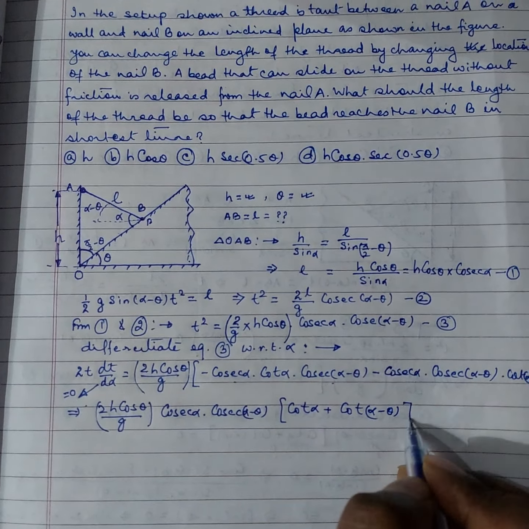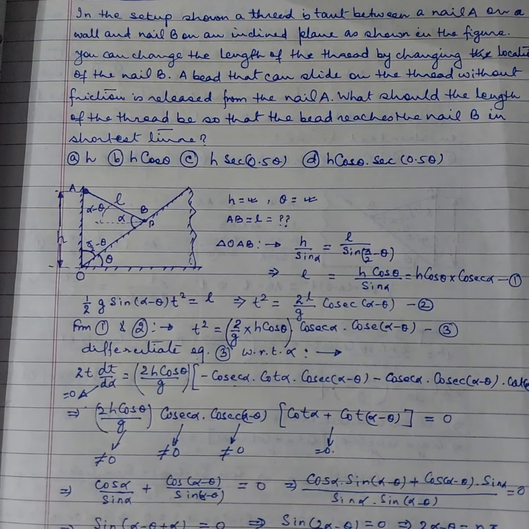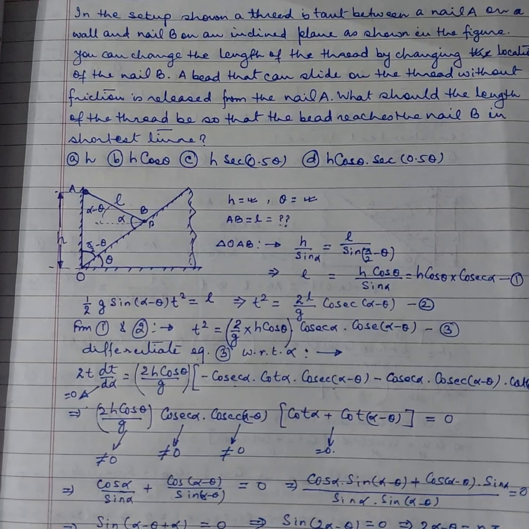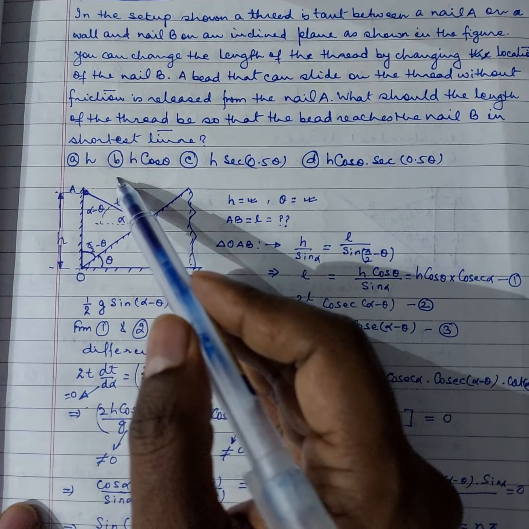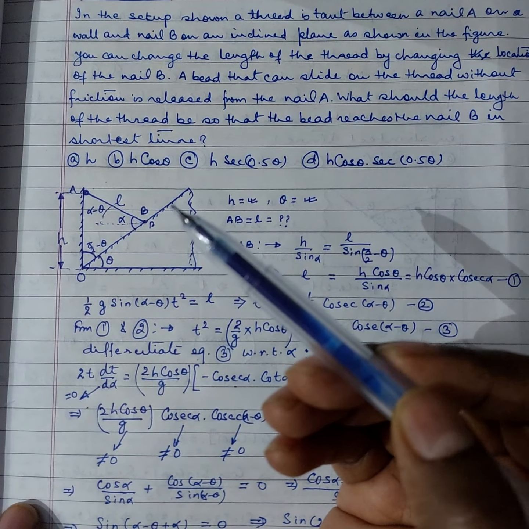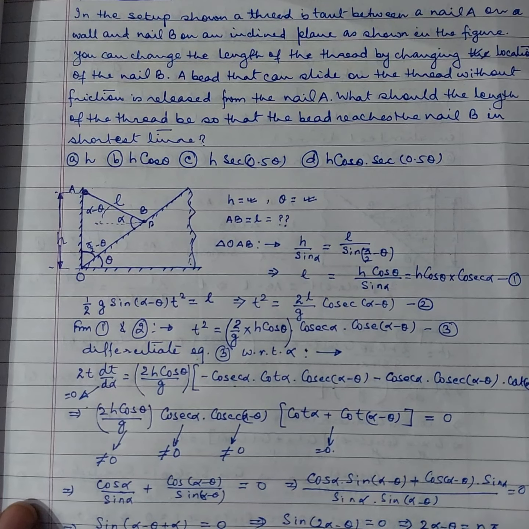So 2 alpha minus theta should be n pi. Therefore alpha will be n pi by 2 plus theta by 2, where n is equal to 0, 1, 2, 3 and so on. Alpha cannot be 0 because in that case alpha will be less than theta. For that to happen, B will go up. So in that case the bead will not be able to move from A to B. So 0 is not an option.